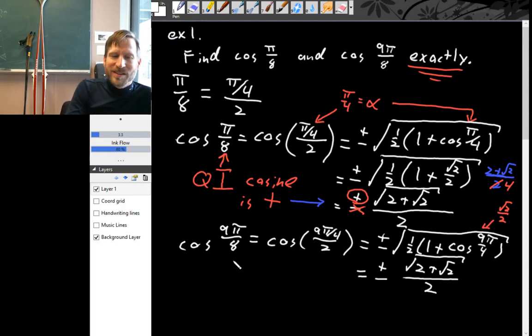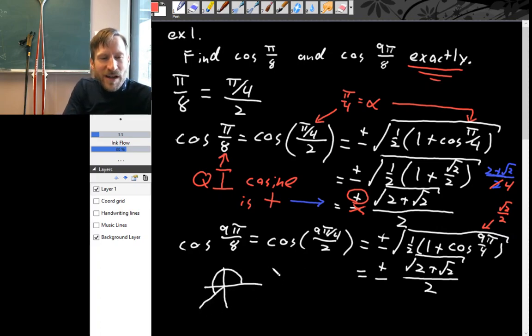So what quadrant is 9 pi over 8 in? Let's see, 9 pi over 8, that's a little bit bigger than 8 pi over 8, which is a half turn. So 9 pi over 8 looks something like this. 9 pi over 8 is in quadrant 3. And since we're in quadrant 3, we need to pick the negative instead of the positive.